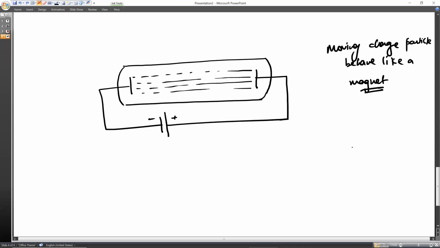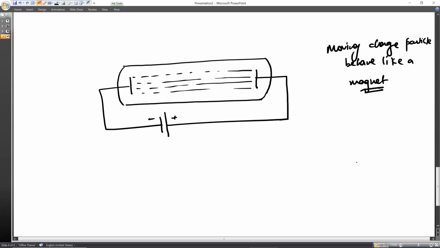For example, if you have this magnet, North Pole and South Pole, and another magnet, if you bring South Pole and North Pole, they will attract each other. And if you bring the same poles, they will repel each other.